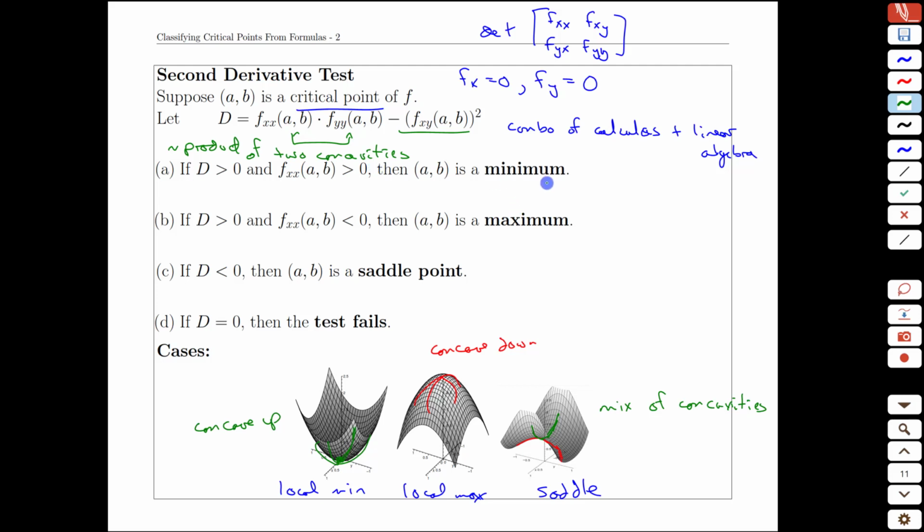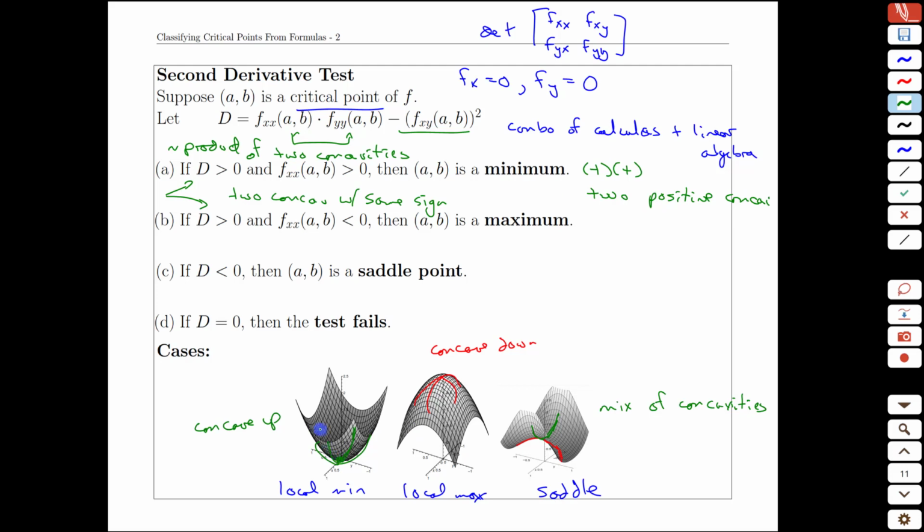All right, minimum and maximum, these two cases here, both share d greater than 0. And if you think of d as being a product of concavities, then what this is telling us, if you have a product that's positive, is that both your multipliers have the same sign. Two concavities with the same sign. In other words, if you look at this, and then we extend it to looking at the x second derivative here being positive, what that translates to is two positive concavities.